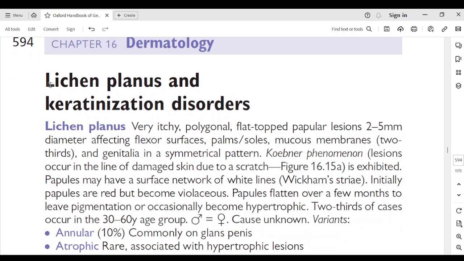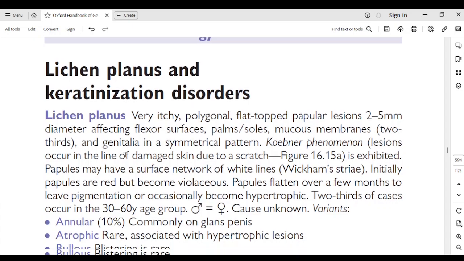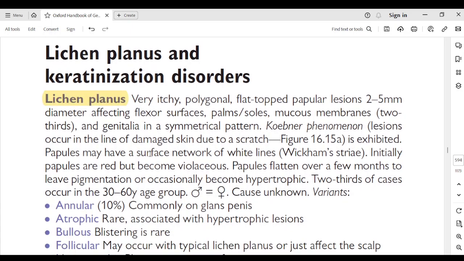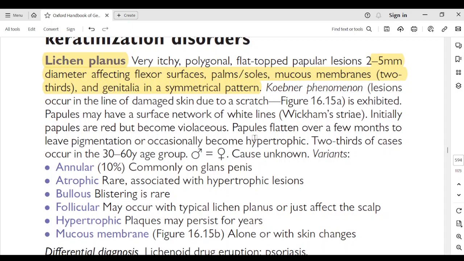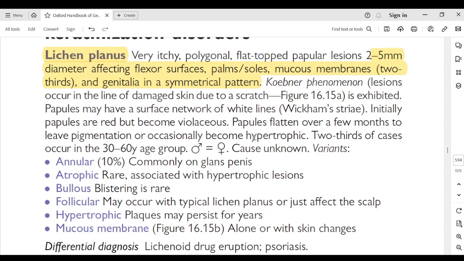Page number 594, lichen planus and keratinization disorders. Lichen planus: very itchy, polygonal, flat-topped papular lesions, 2 to 5 millimeters in diameter, affecting the flexor surfaces, the palms and soles, mucous membranes and genitalia in a symmetrical pattern. So it's a symmetrical lesion with planar papules, purple, pruritic, flat lesions affecting the flexor surfaces, the palms, the soles, the mucous membranes and genitalia.